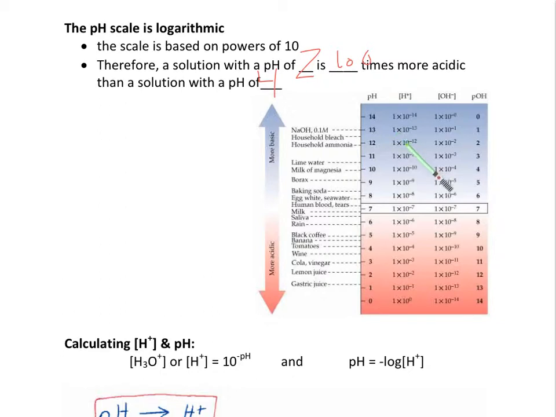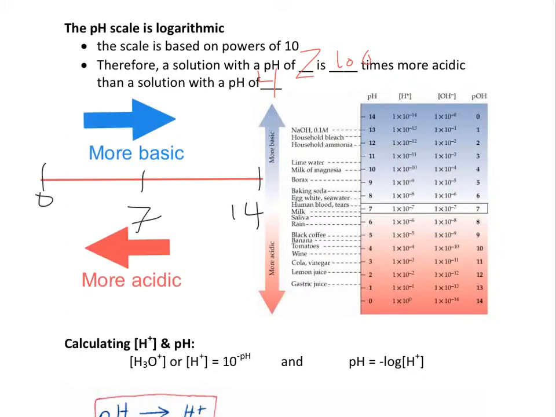So let's say a solution with a pH of 12, and we compare that to a solution with a pH of 8. The solution with a pH of 12 is 10, 100, 1,000, 10,000 times more basic. So the solution with a pH of 12 is 10,000 times more basic, or 10,000 times less acidic than a solution with a pH of 8. And we can see that by focusing on their H+ concentration values, or also by looking at the concentration of OH- for those two.